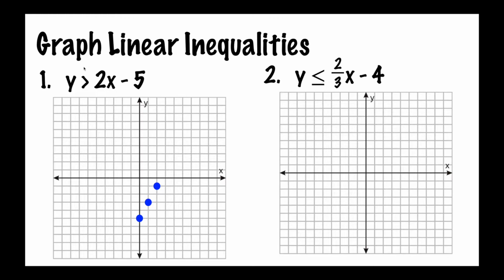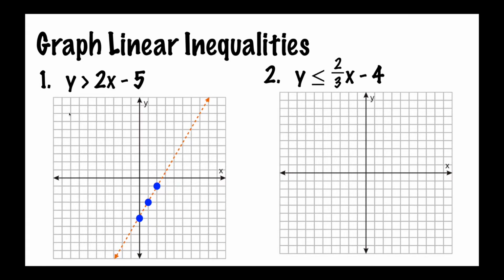When dealing with inequalities, we have to decide if it's going to be a solid or a dotted line. We will get a solid line if we have an equal as part of our inequality. So in this case, number 2, less than or equal to, that's going to give us a solid line. But when we don't have that, when it's just greater than like this, we are going to have to graph a dotted line or a dashed line. And again, want to use a straight edge.